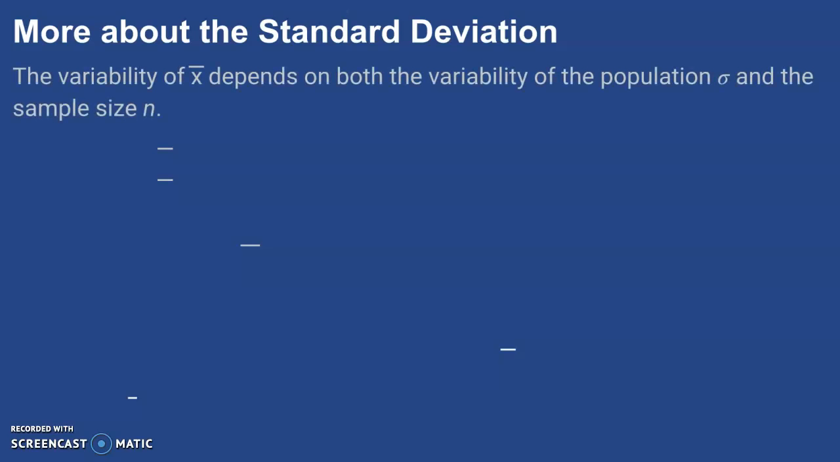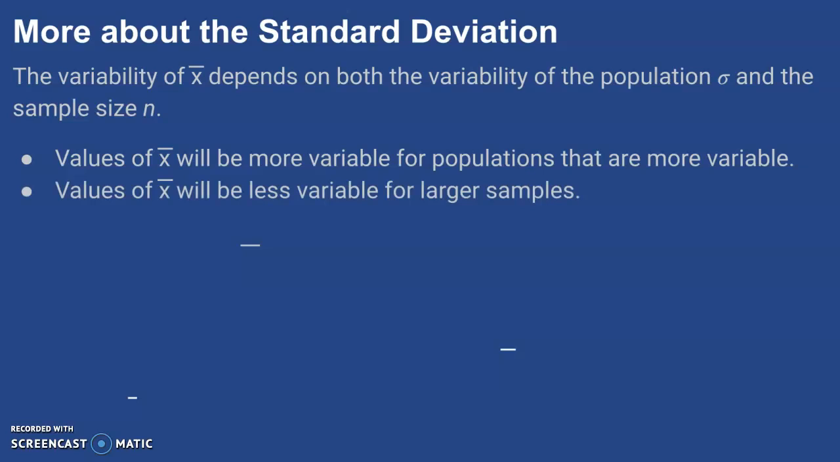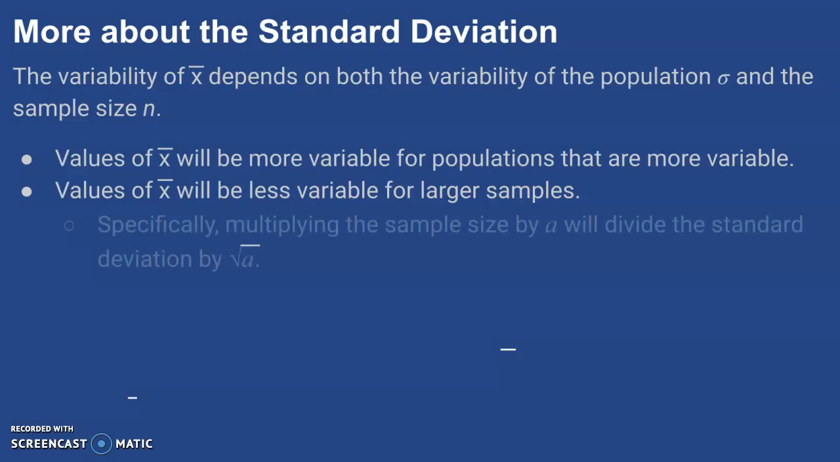The variability of the sample mean depends on both the variability of the population, sigma, and the sample size, n. Values for x bar will be more variable for populations that are more variable. That just makes sense. And values of x bar will be less variable for larger samples. Specifically, multiplying the sample size by some number a will divide the standard deviation by the square root of a.